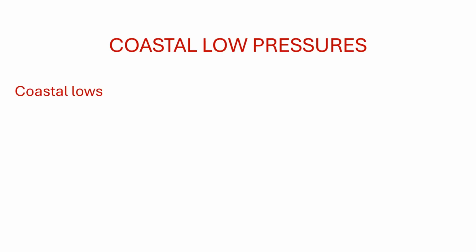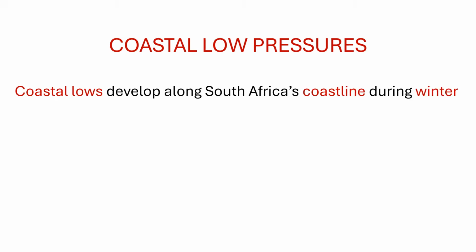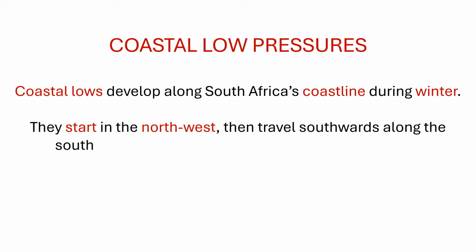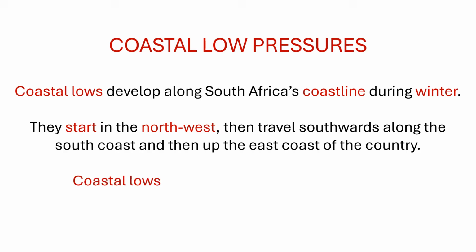Coastal low pressures develop along South Africa's coastline during winter. They start in the northwest, then travel southwards along the south coast, and then up the east coast of the country. Coastal lows stick to the coastline as they travel.